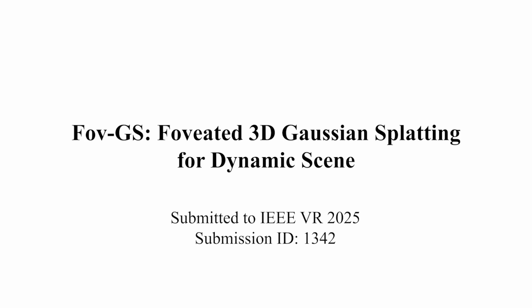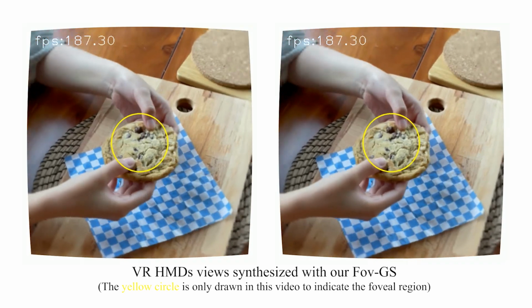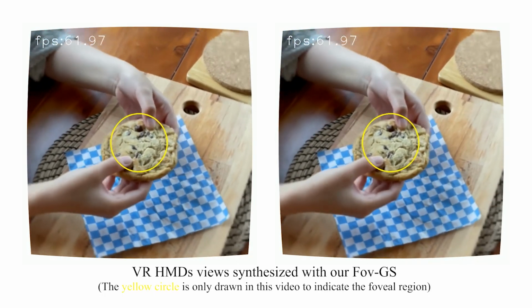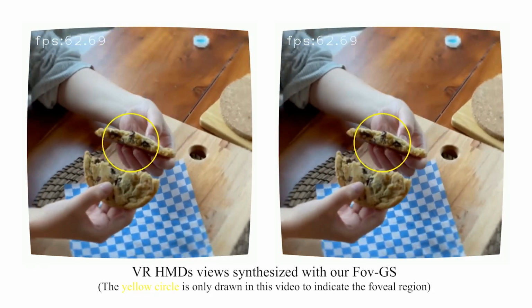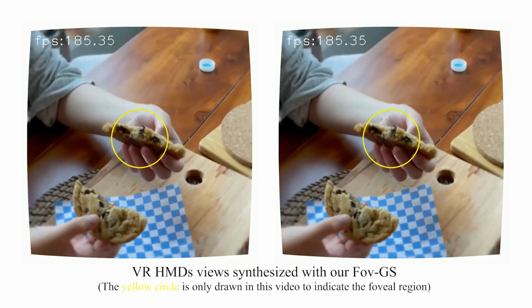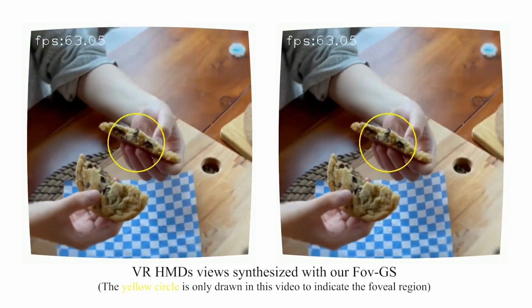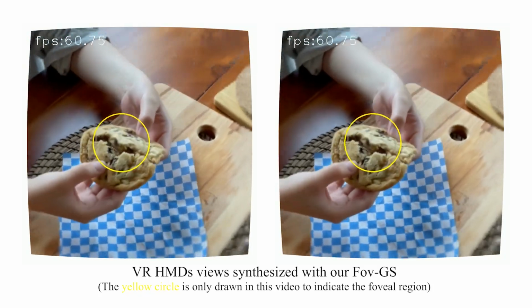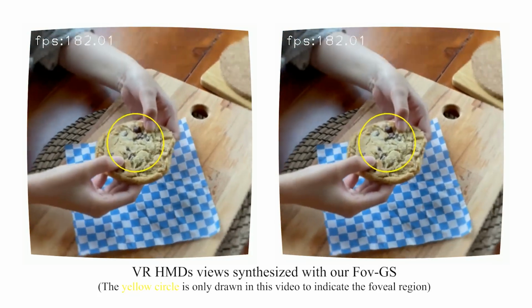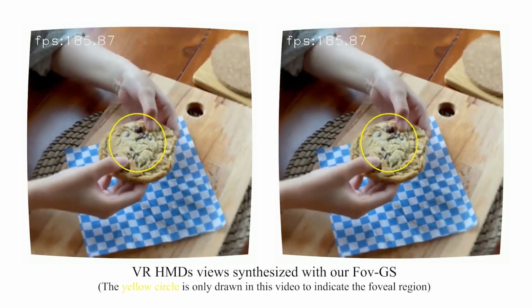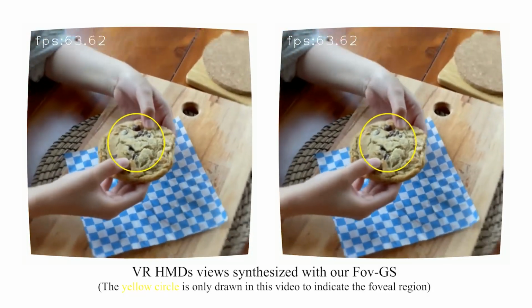Fov-GS, Foveated 3D Gaussian Splatting for Dynamic Scenes. Rendering quality and performance greatly affect the user's immersion in VR experiences. In this paper, we propose Fov-GS, a foveated 3D Gaussian splatting pipeline for monocular dynamic scenes and real-time rendering. Here are two views on VR HMDs, which are synthesized with our Fov-GS.